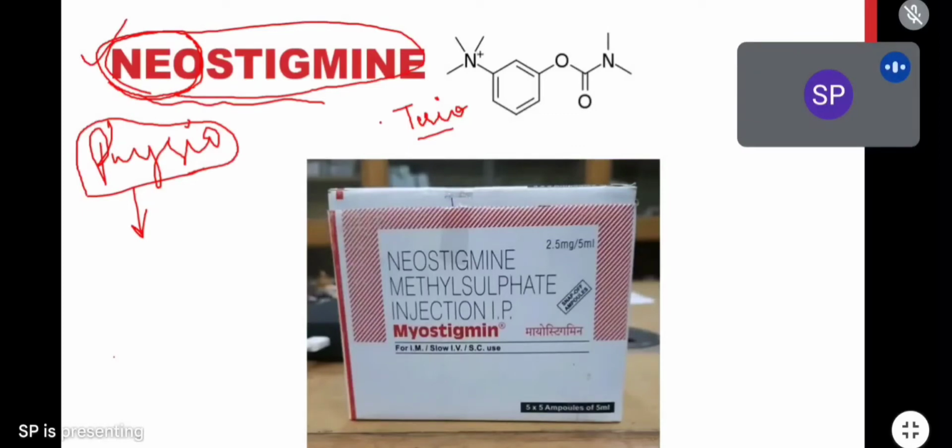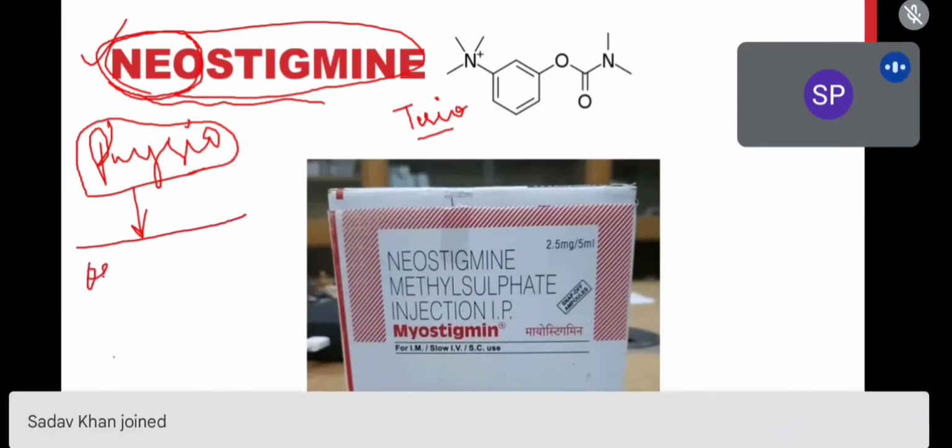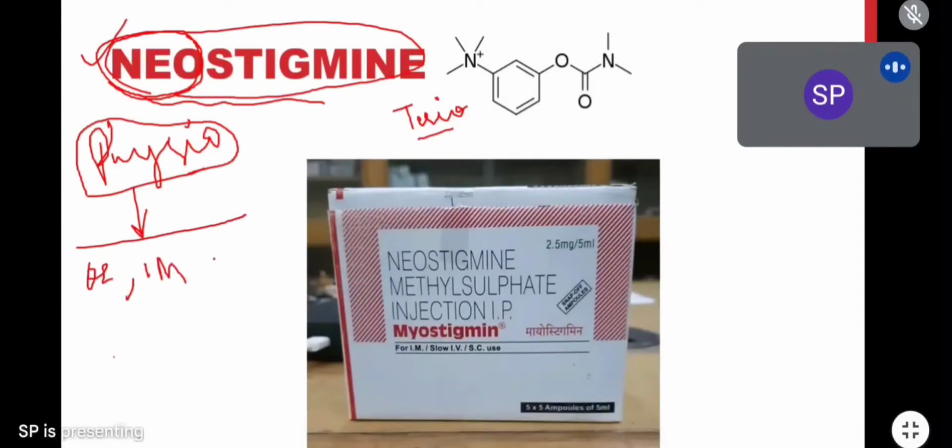This is one difference. And see here, listen carefully. Neostigmine is available in oral form. It is available in IM form, IV form, parenteral form, and all other forms. One important point, this neostigmine is very poorly available from the oral route. Oral absorption is very low. Oral absorption is not as much as physostigmine.